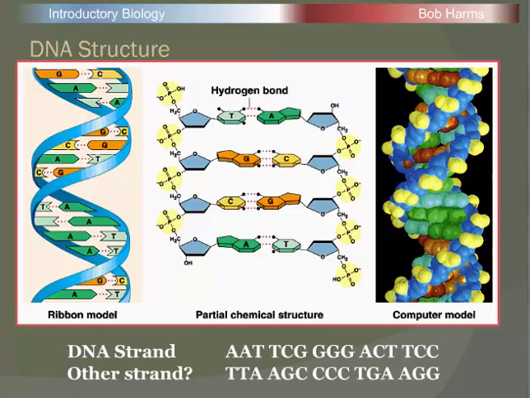So A's and T's are going to pair up, G's and C's are going to pair up. So our other strand would be TTA, AGC, CCC, TGA, and AGG. Because of that complementary base pairing, there's only one sequence in one strand that would pair up with the sequence in the other strand.